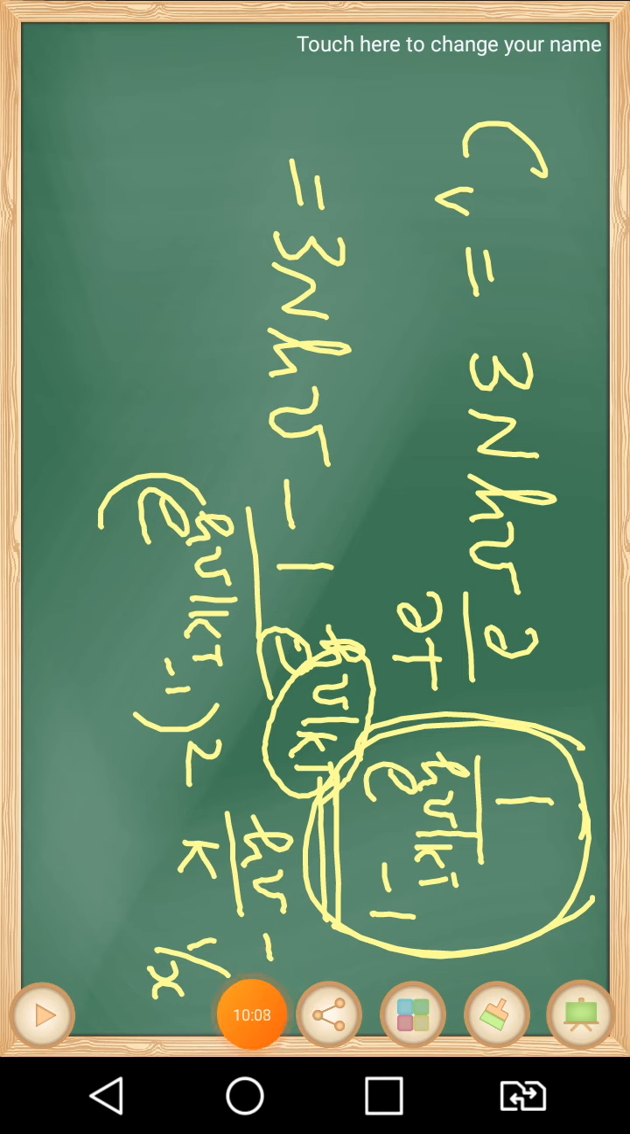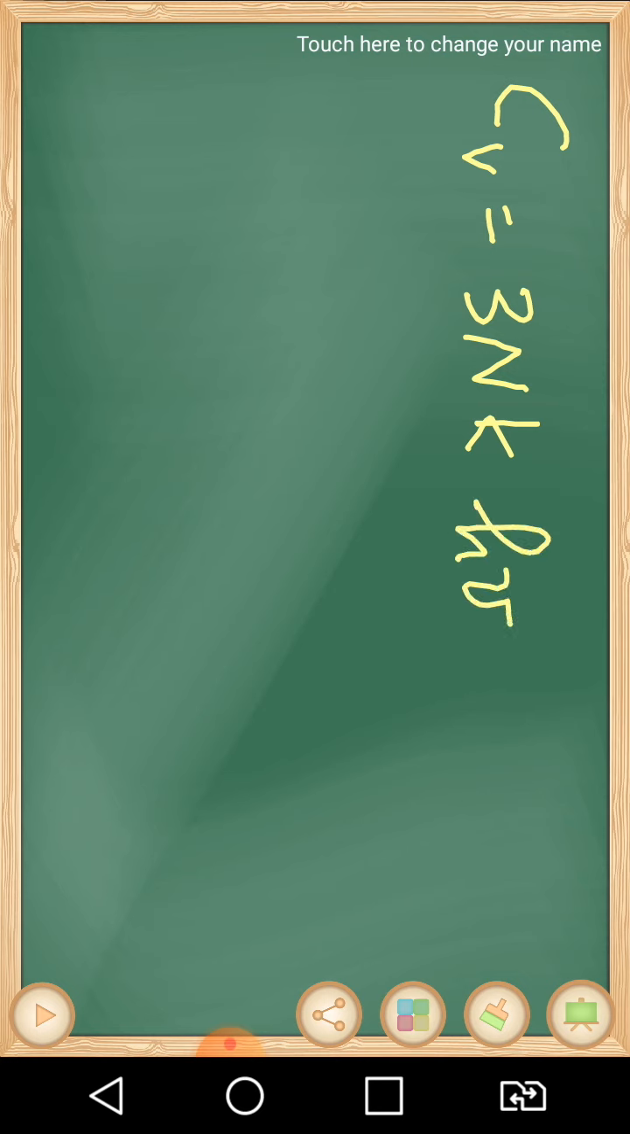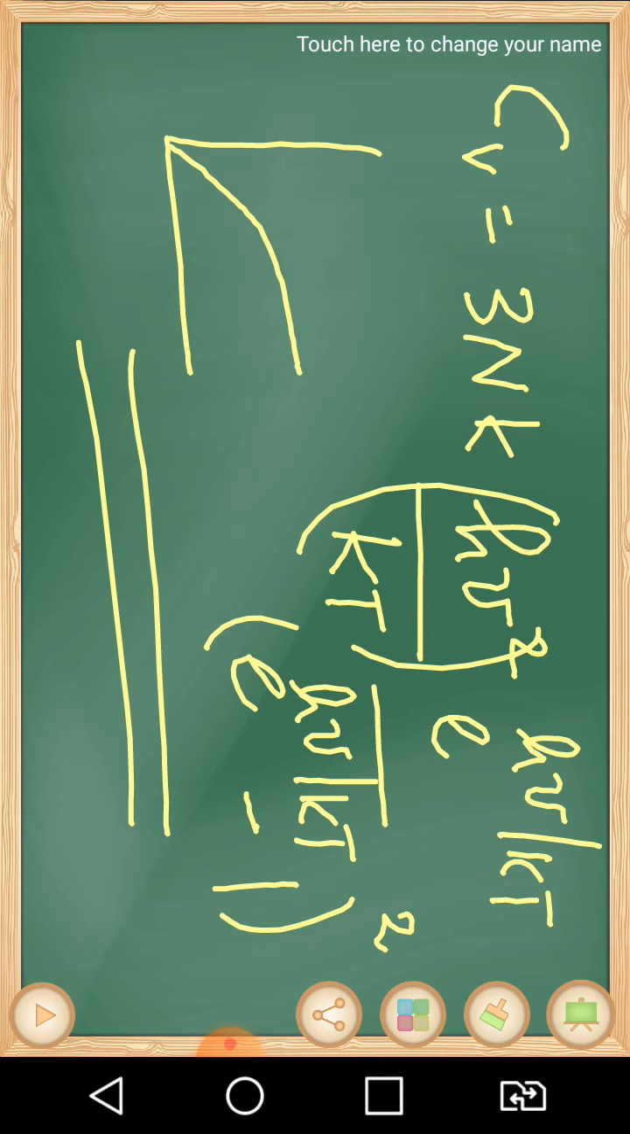So now this is CV is constant 3n k into, right side h nu terms combine ചെയ്താൽ h nu, then രണ്ട് നെഗറ്റീവുകൾ വരും, so h nu by kT the whole square, e raised to h nu by kT by e raised to h nu by kT minus 1 the whole square. ഇതാണ് Einstein's equation for specific heat, and it agrees well in the classical range and the low temperature range.